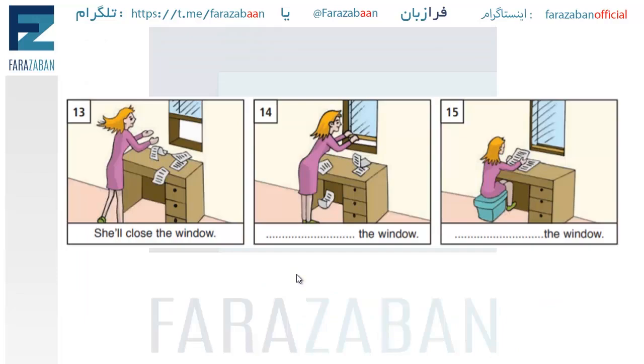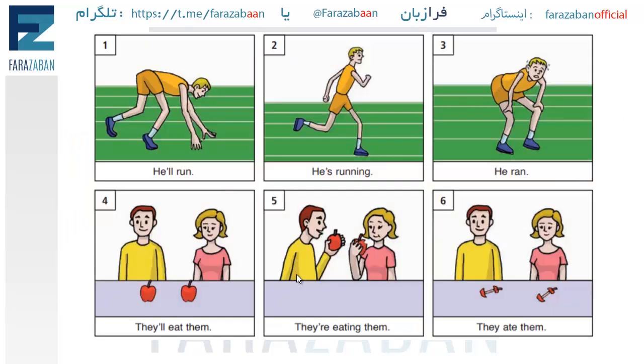She'll close the window. در مورد آینده میگیم که خواهد بست. داره میبنده. She's closing the window. بست. Close هم فعل با قاعده است. She closed the window. Just add ed. Okay? Now, let's go and see some irregular verbs.